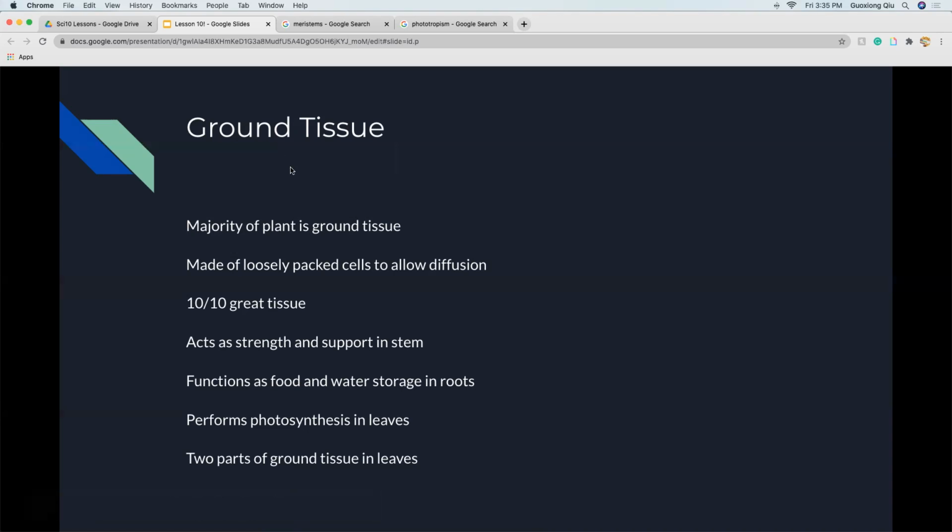The ground tissue, so throughout the plant, oh wait, I mentioned it here. It doesn't just perform photosynthesis in the leaves, which I said here. It also does some photosynthesis where it's located in the stem, but most of the time, the majority of photosynthesis is performed in the leaves by the ground tissue.